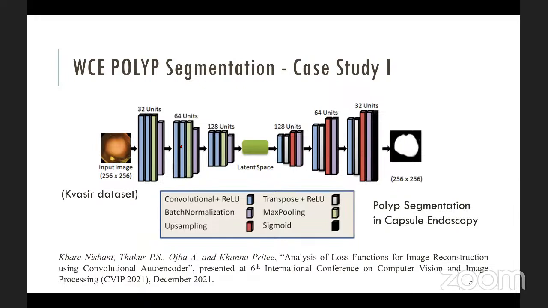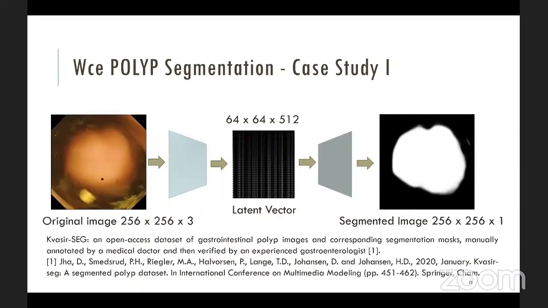If time permits, I will tell you about the autoencoder being used for this. It is meant for image reconstruction, not for segmentation, but here it is used for segmentation. When we pass in the input image, this is the latent space learned by the encoder, and then this is the segmented image that is produced.